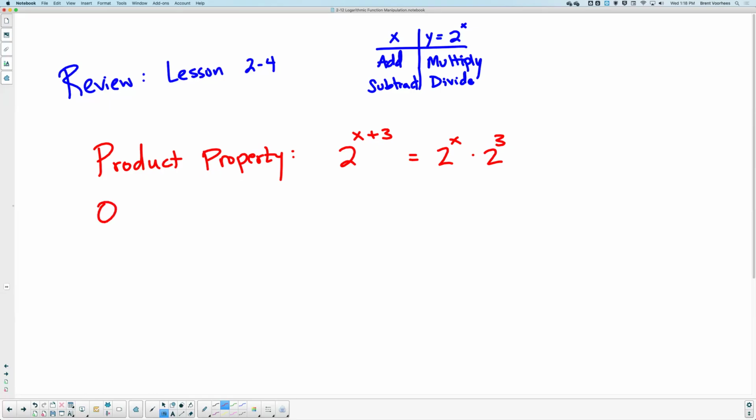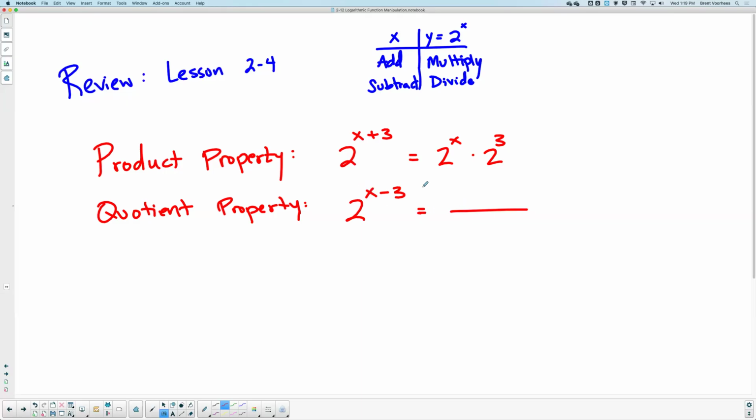There was a quotient property. Do you remember what the quotient property was? Divide. So divide would be the y column. What's going to be happening in the x column? Subtract. So let's just change this. It's almost the same equation, but instead of 2 to the x plus 3, how about 2 to the power of x minus 3? With x subtracting, that would be the equivalent of the y's dividing. Again, y represents the entire equation.